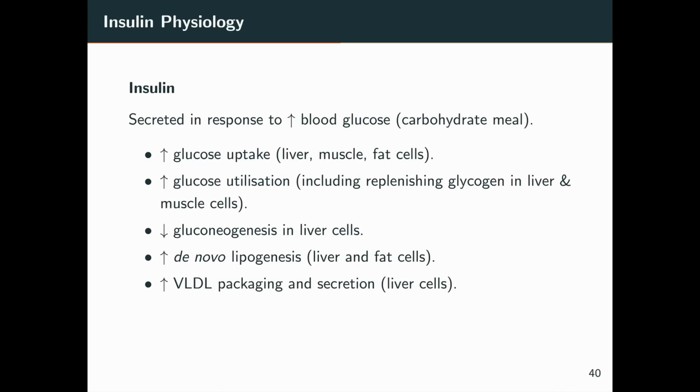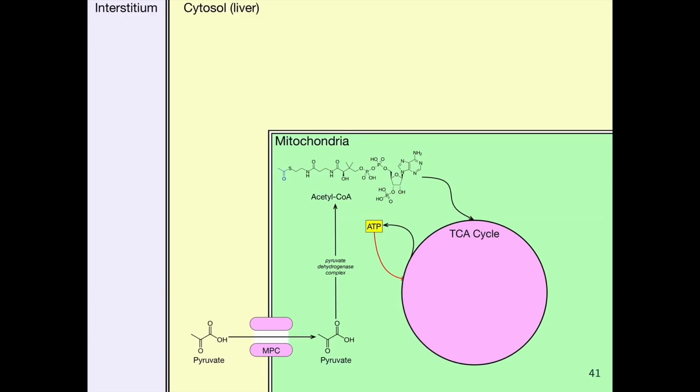Insulin also upregulates de novo lipogenesis in liver and fat cells. That makes sense. We've got abundant energy. We need to store it, especially if we can't be storing it as glycogen because our glycogen stores are full. It also increases VLDL, very low-density lipoprotein, packaging and secretion by liver cells. So I'll show that in two steps.